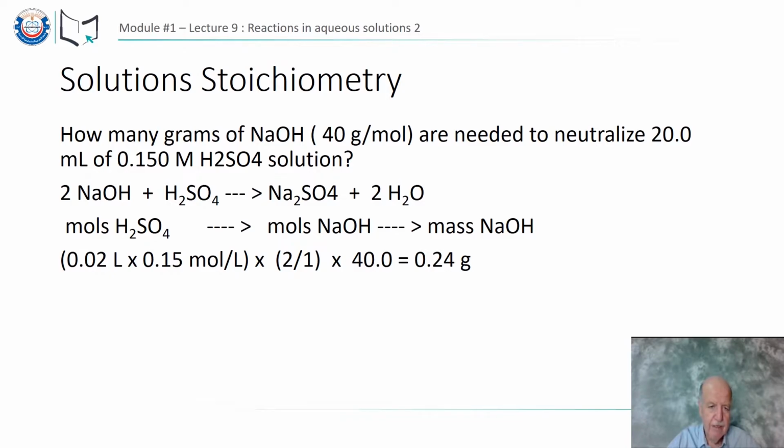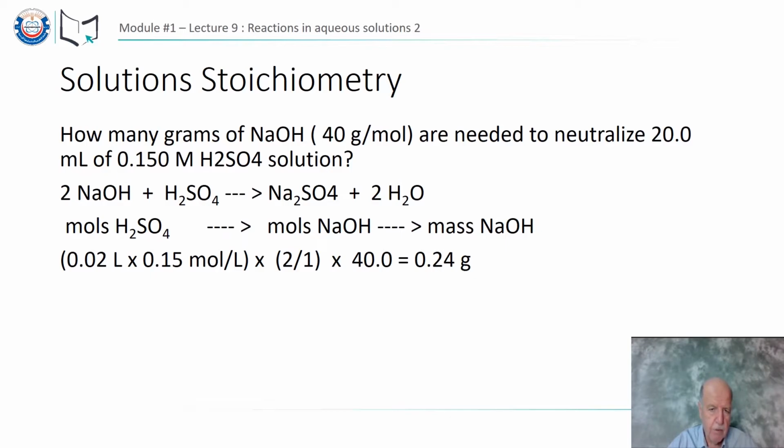What do I have? I have the molarity of H2SO4 and the volume of H2SO4. Remember, if you calculate moles, you need to have the volume in liters. If you calculate millimoles, you need to take the volume in milliliters. Here, moles of H2SO4: 20 mL is 0.02 liter, multiplied by the molarity, mole per liter. Moles H2SO4. From the balanced chemical equation, 2 NaOH over 1.